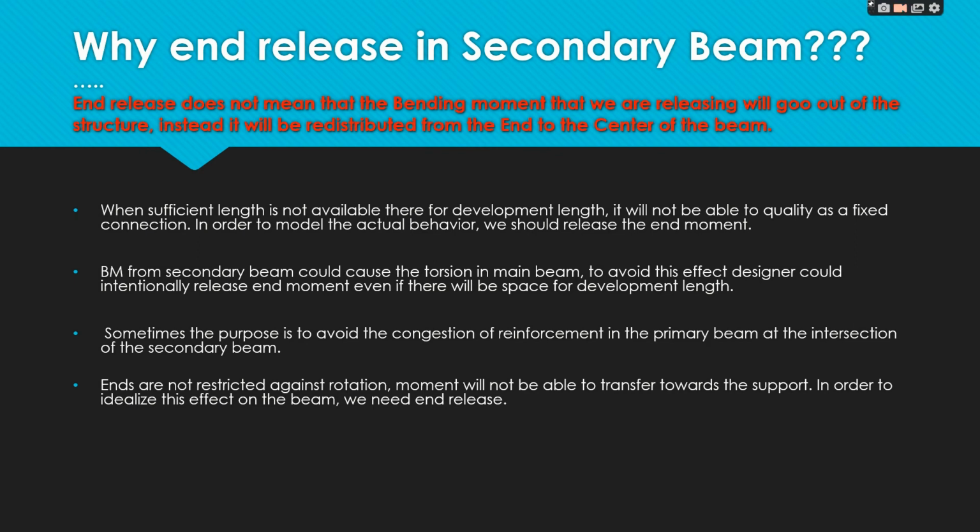Second one, bending moment from the secondary beam could cause torsion in the main beam. To avoid this effect, the designer could intentionally release end moment even if there is sufficient space available for development length. Third, sometimes the purpose is to avoid congestion of reinforcement in the primary beam at the intersection of the secondary beam. Fourth one, ends are not restricted against rotation. Moment will not be able to transfer toward the support. In order to idealize this effect of the beam, we need to release the end moment. These are the reasons why we release end moment of the secondary beam while modeling, while calculating, while designing the secondary beam.